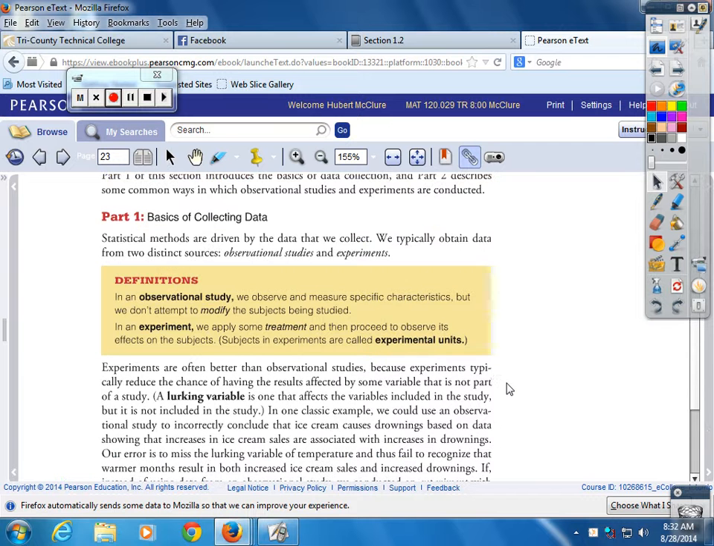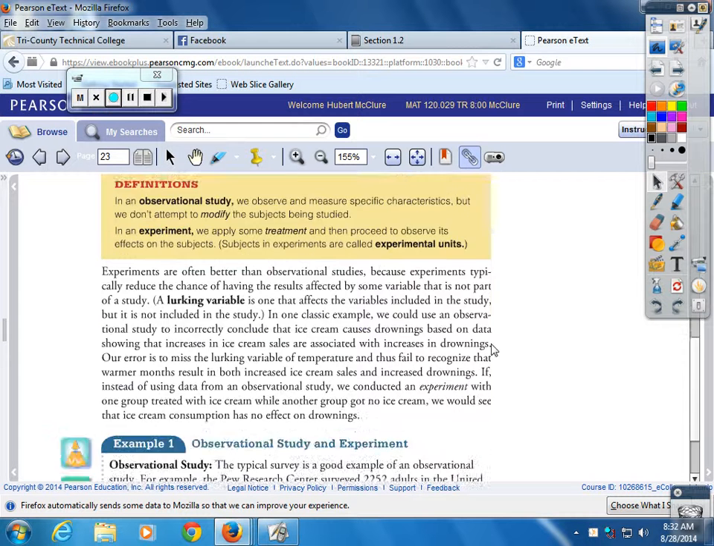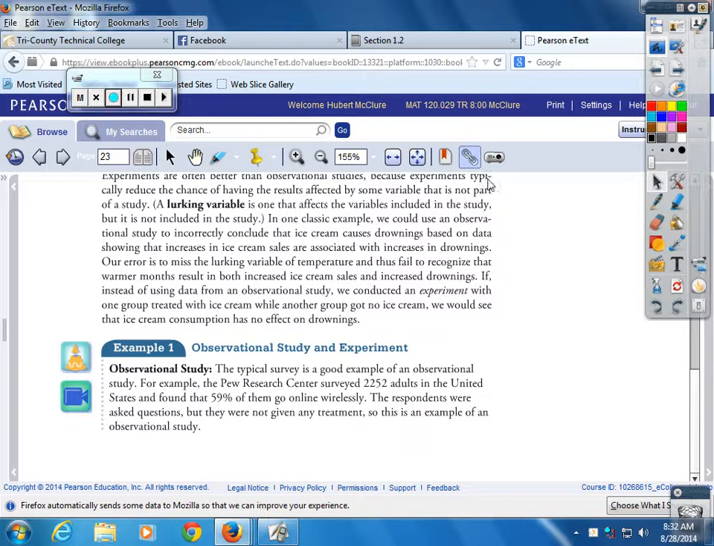Or you could just remember, we observe and measure specific characteristics, but we don't attempt to modify the subjects being studied. Or you could remember that we apply some treatment and then proceed to observe its effects on the subjects. So you do what you want. It's easier to remember, basically, you observe, you leave alone, or you don't leave alone. Okay? Everybody feel good about that?